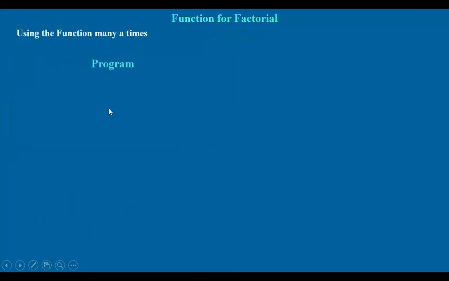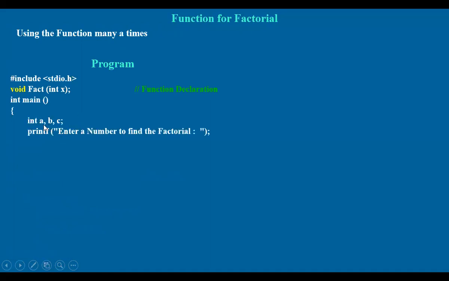Now, use the function many a times. I want to use the function a number of times. So here, while earlier it returned an integer value, here it is not returning any value, and this is the function named fact taking only one variable. This is the declaration. Now, coming to the main function, we are taking three variables here, right, to find out the factorial of these three numbers. Three variables are taken here, and we enter a value here once, and that is assigned to a.